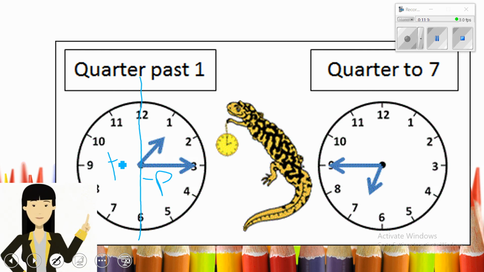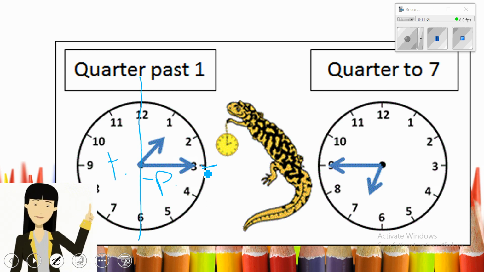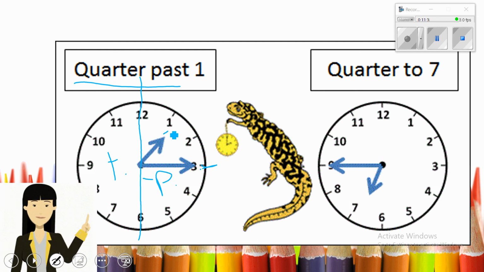Is the minute hand on P or on 2? No, it's on P. So here I have a quarter to or a quarter past. Perfect. It's a quarter past. So the minute here is a quarter past. And see, I'm still in 1.